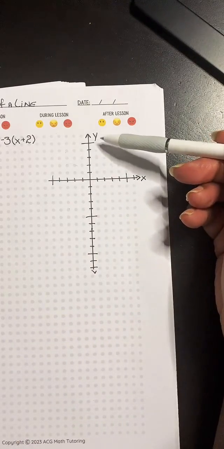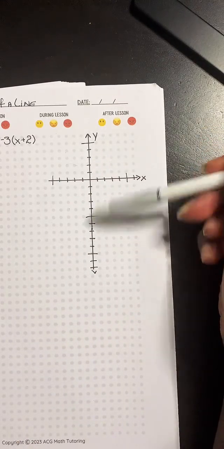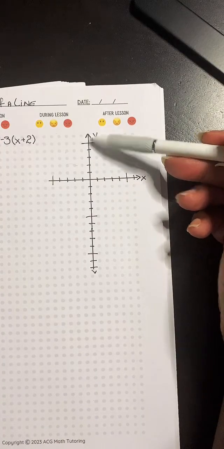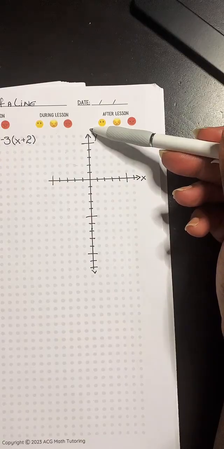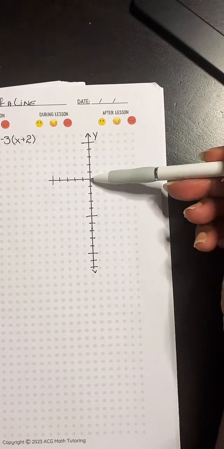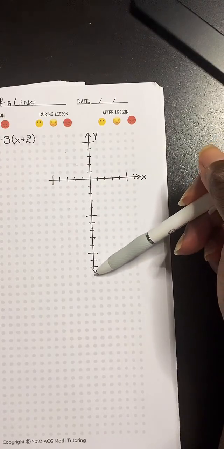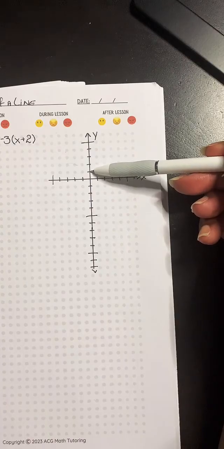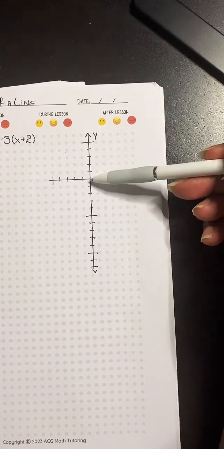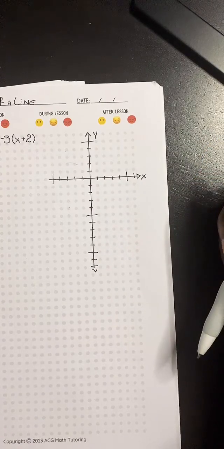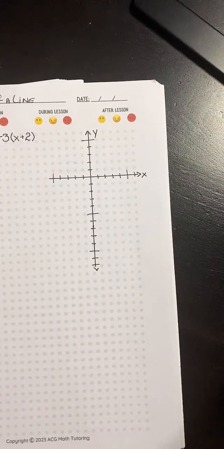Now, when we're looking at the y-axis, okay, here is my origin. If I'm going up, I'm going all the way up to positive infinity. If I'm starting at the origin and I'm going down, I'm going all the way down to negative infinity. So my y's are positive when you're going up, and the y's are negative when you're going down.